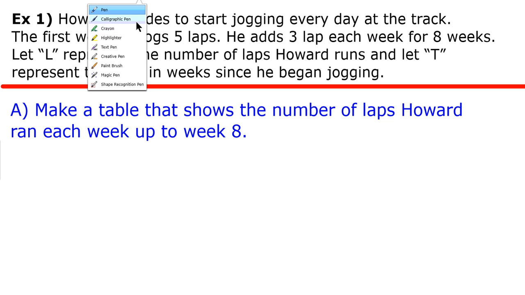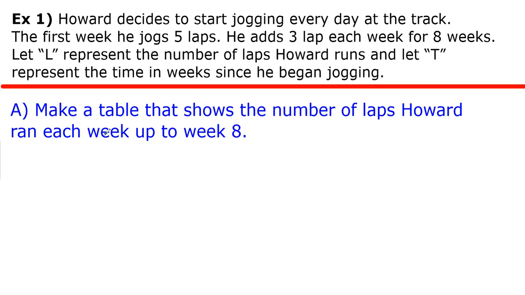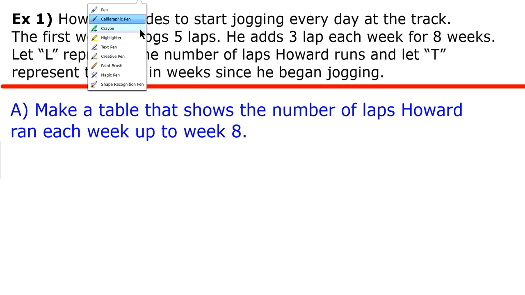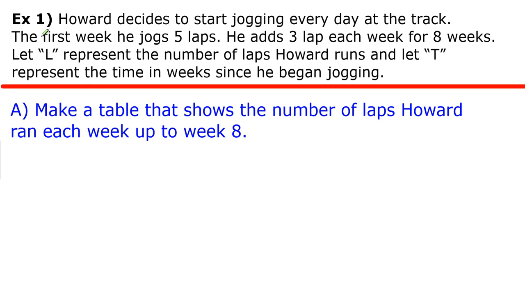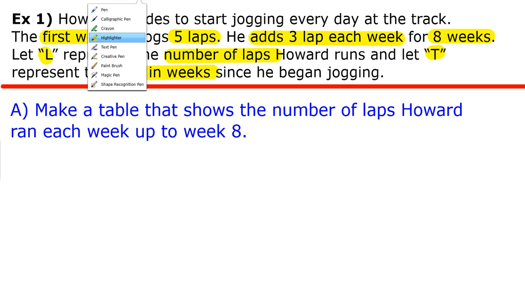So let me get my pen marker here, and let's create a table. They tell us what those values are, so let me highlight some key things. First off, the first week, 5 laps. Then he adds 3 laps each week till 8 weeks. L represents the number of laps. T represents the time in weeks since he began jogging.